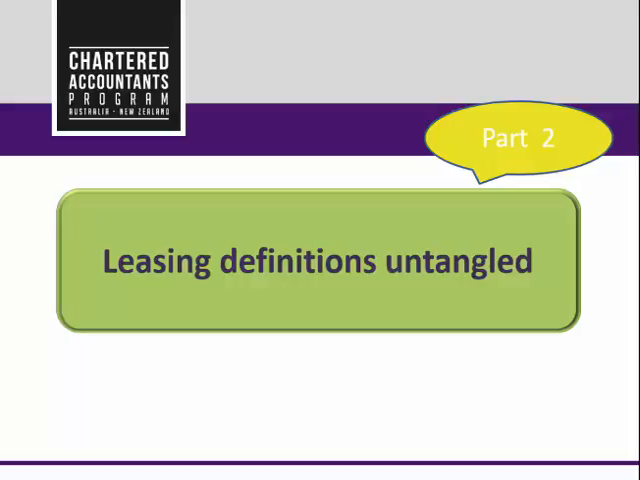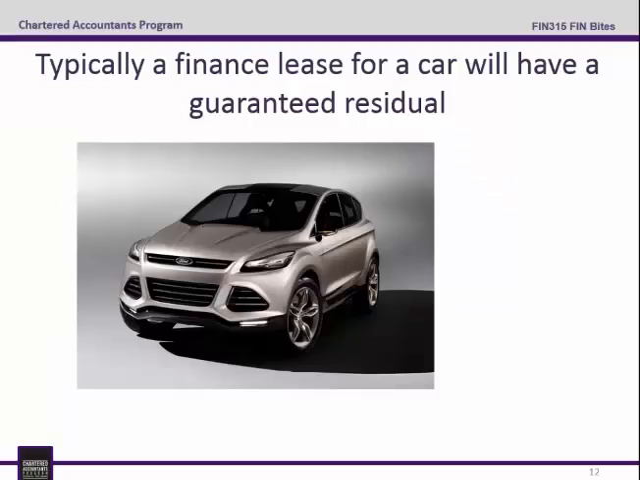So as I mentioned in part 1, the focus is going to be on looking at a finance lease for a car. So hopefully you'll have a little bit of an understanding about how they work. And typically a finance lease for a car will involve a guaranteed residual. So the lessee has to make this payment at the end of the lease, and typically it can be different to the ongoing, say monthly, payments. It can be a larger amount.